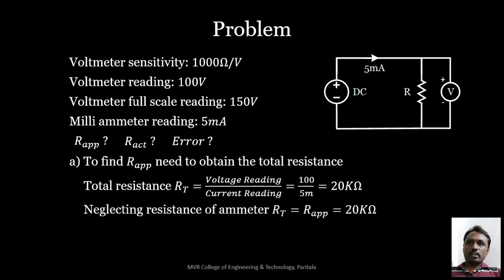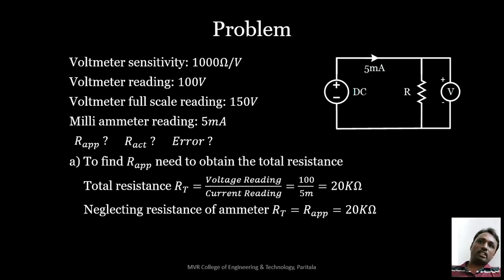Here in the problem, the resistance of the ammeter was not given. So we have to neglect that resistance so that we can get the total resistance. If they had given it, we would need to include it. If they didn't give it, we cannot include it, we have to neglect it. So by neglecting the ammeter resistance, RT is equal to R apparent. That means there is no other resistance here. There are two instruments only: ammeter and voltmeter.